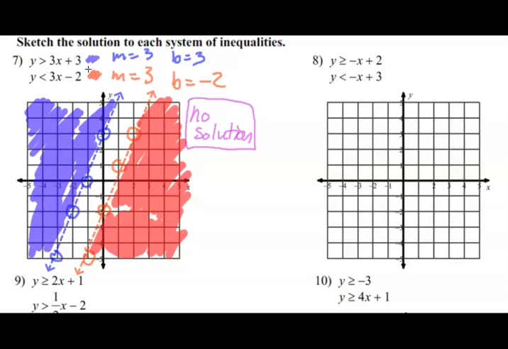Now parallel lines might not always necessarily be no solution, but it is in this case because there's no purple. Okay, you'll work out these other problems similarly. Graph them, shade them in. Whatever part that's shaded for both of them is the solution region.